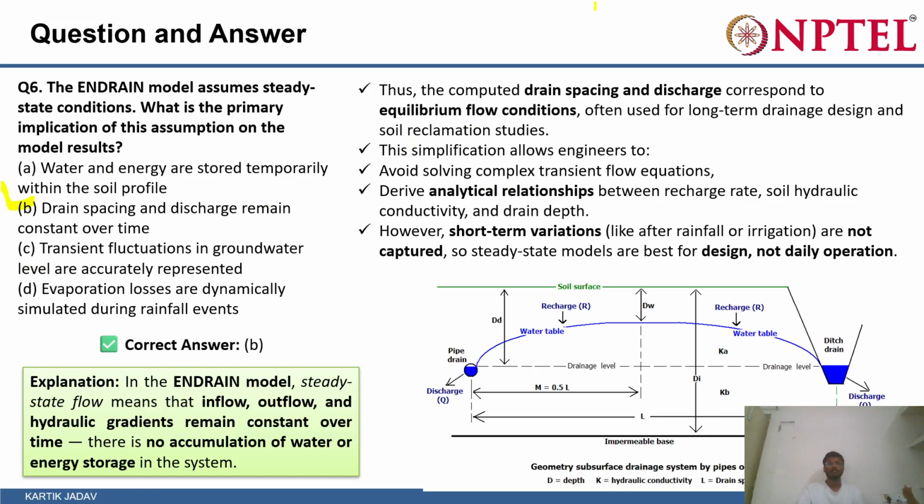Why? Because the computed drain spacing and discharge correspond with the equilibrium flow condition, often used for long-term drainage design and soil reclamation study. Right answer is option B.